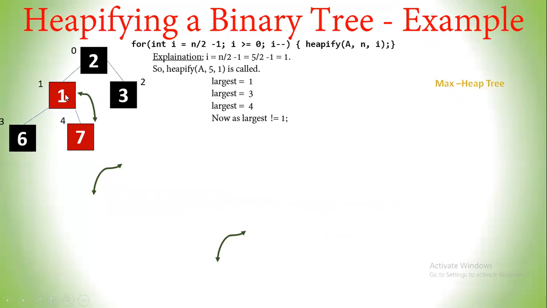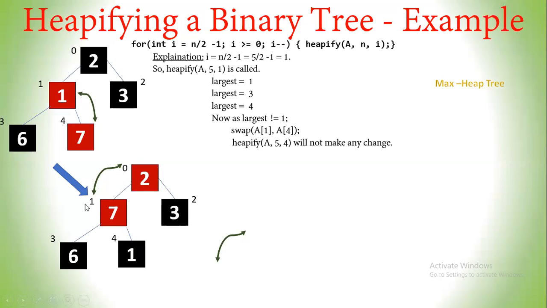So what is AI? AI is 1. What is A largest? The largest index is 4, so A largest is 7. So we should swap 7 and 1. We should swap A1 with A4. We should swap AI with A largest. A largest is 4, AI is 1. Then what we will be getting is this tree, where we swapped 7 with 1.